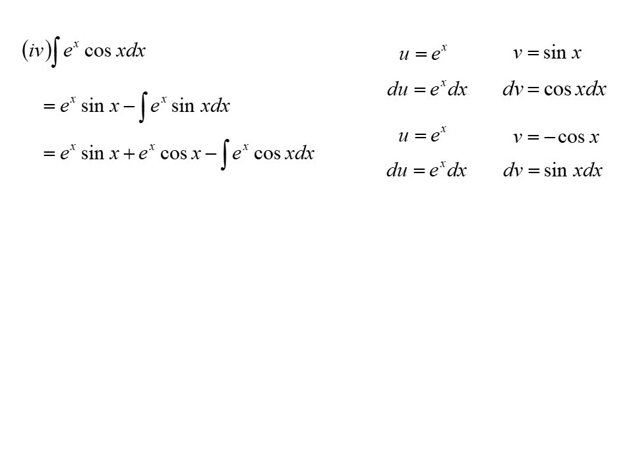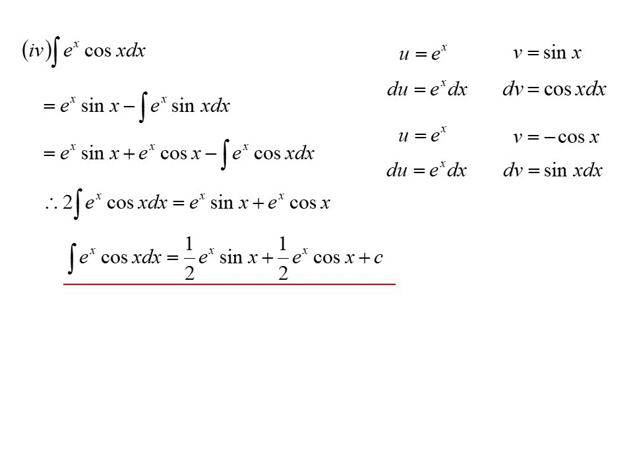Oh my goodness, we're back to where we started from. But now I look at this and I don't see it as lines working out, I see it as an equation. That minus the integral of e to the x cos x, I can move to the left hand side. And I now know that 2 times the integral of e to the x cos x dx is e to the x sine x plus e to the x cos x. Divide by 2, I have my answer.